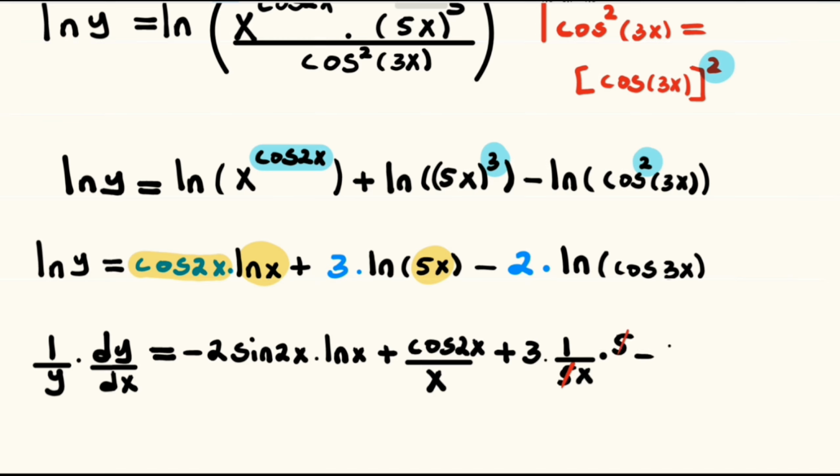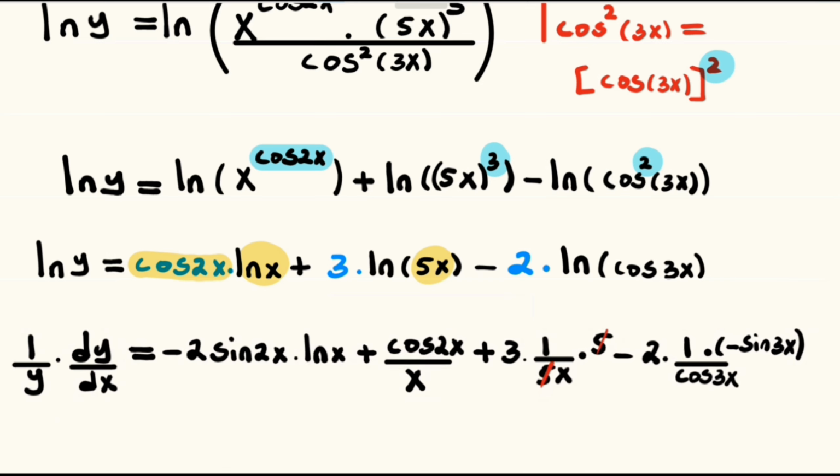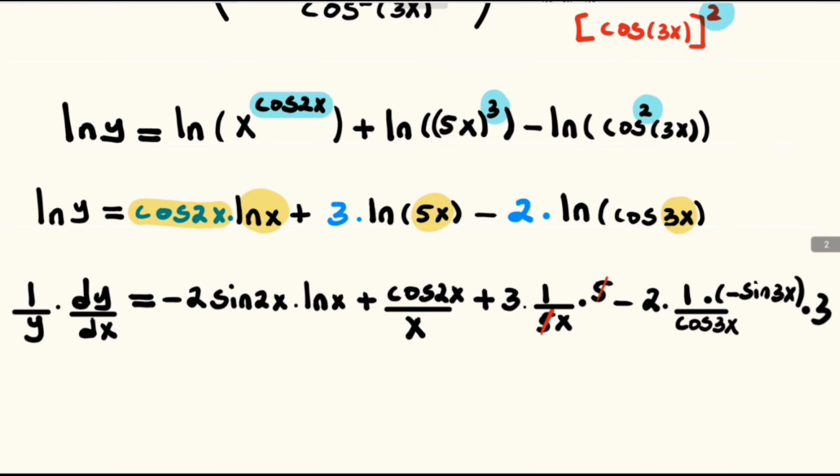Minus 2 multiplied by the derivative of ln of cos 3x, which will be equal to 1 divided by the function which is inside the ln, the cos of 3x. And according to the chain rule, we multiply this by the derivative of the function which is inside the ln. So the derivative of the cos 3x inside the ln will be equal to negative sin 3x. And according to the chain rule, we also have to multiply this by the derivative of the function which is inside the cos, the 3x. The derivative of the 3x is equal to 3.